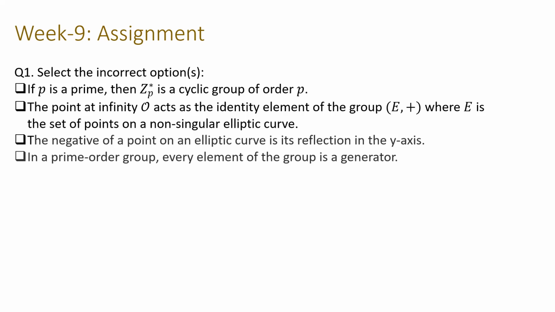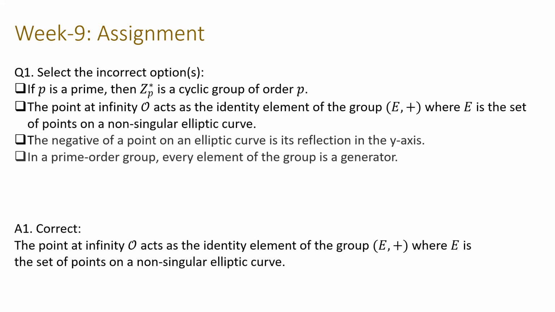The fourth statement: in a prime order group, every element of the group is a generator. This is again wrong, because in a prime order group, every element except the identity element is a generator. So in a prime order group, there are q minus 1 generators if the order of the group is q. The identity element is not a generator. So our correct option was only the second statement, right? That was the only correct option. All other options are incorrect.